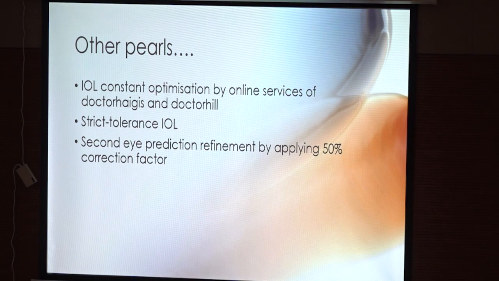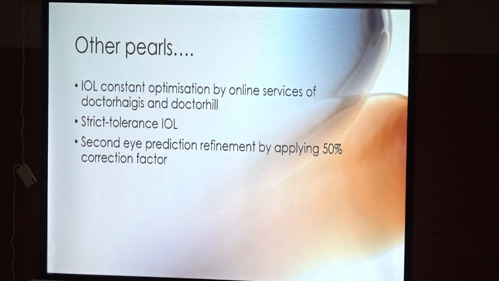Number 2 is strict tolerance IOL. We should use relatively good brands so that we are sure that the IOL power that is written on the box is the power that we are actually implanting and it is not some other power. So we will not get surprises.